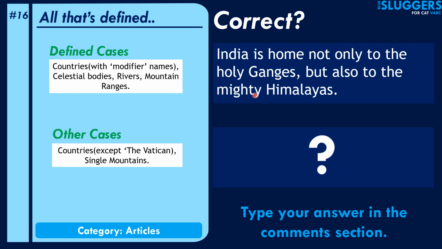Now try this example by yourself. It says, India is home not only to the holy Ganges but also to the mighty Himalayas. Do you think this is correct? Well, if yes, let me know in the comment section. Just type yes. If no, let me know what should be the correct way of expressing this sentence.